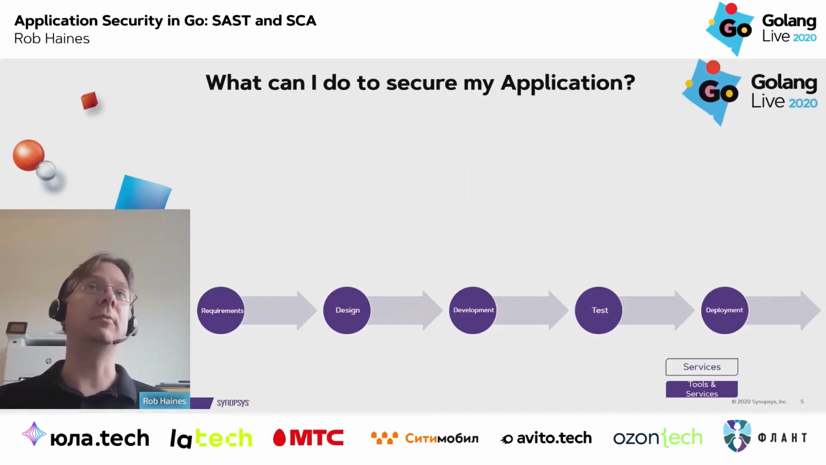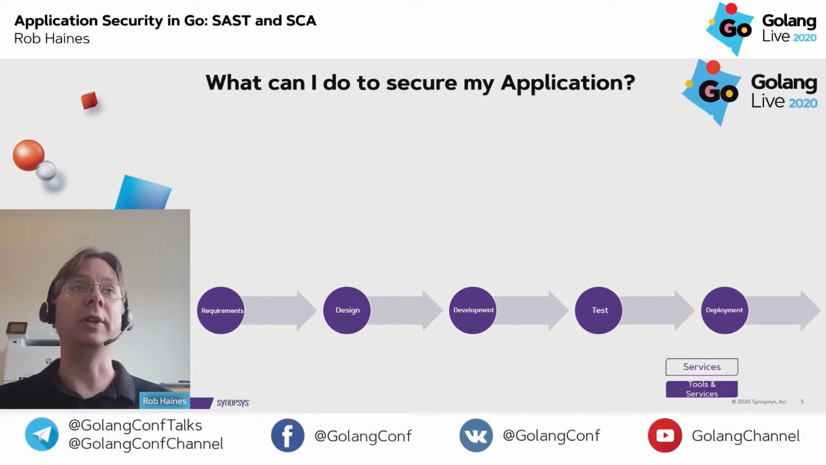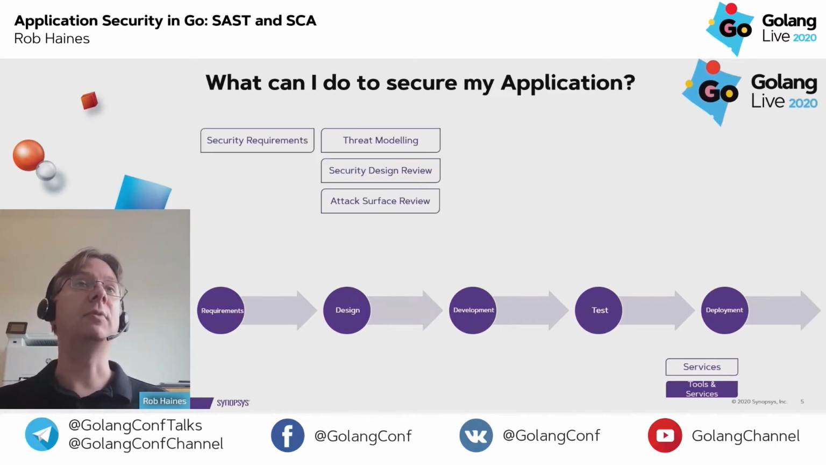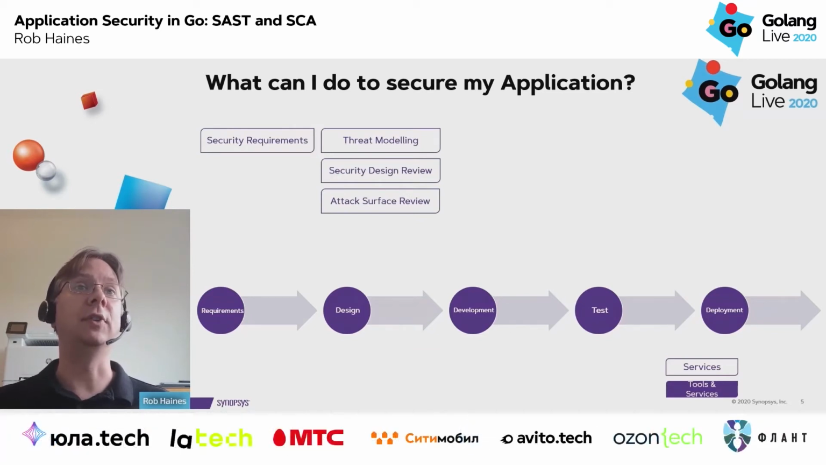So how can we secure applications? Application security isn't just a single point where you should be doing something like running a tool or looking at your code. It's something that should really go all the way across the different parts of this secure development lifecycle. For example, as we're doing our requirements and design, we should be looking at threat modeling, security design reviews, and attack surface reviews. There's statistics that say that these days, a lot of issues that are security related are actually part of the design and not part of the coding.